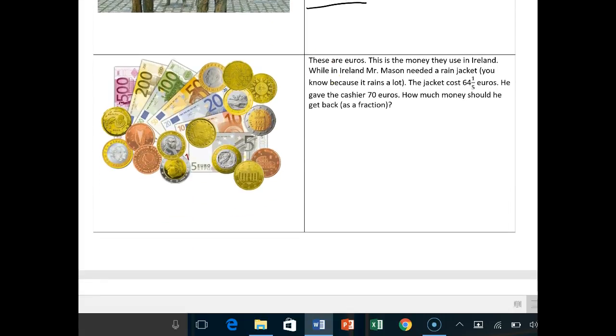And lastly, these are euros. This is the money used in Ireland. While in Ireland, Mr. Mason needed a rain jacket, because it rains a lot. The jacket costs 64 1/5 euros. He gave the cashier 70 euros. How much money should he get back as a fraction? So how much should he get back? Again, it should be subtraction, but we want to do the bigger number, which happens to be 70 minus 64 1/5. So 70 minus 64 1/5.